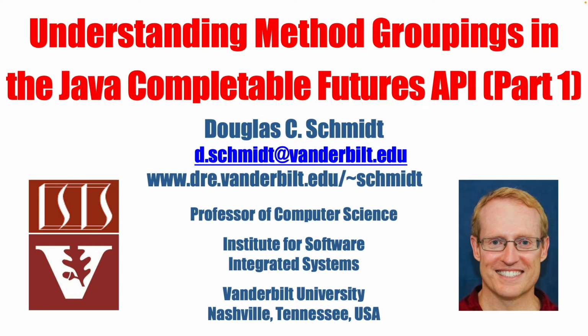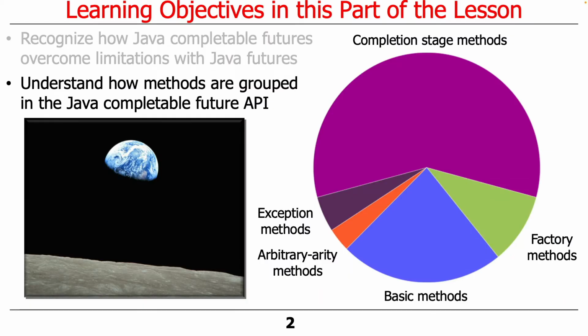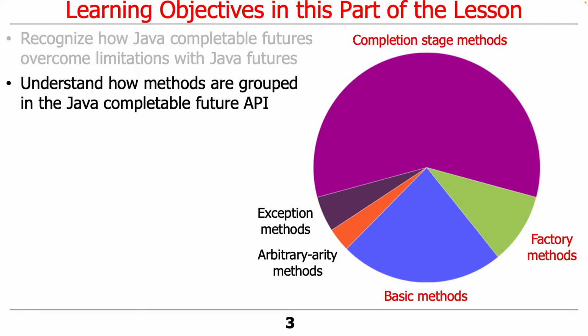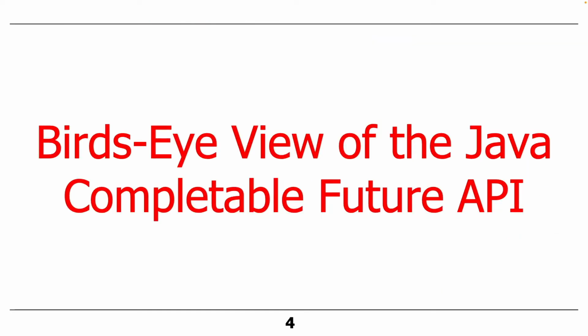So now at long last, we're finally ready to start talking about the Completable Futures API, the API of the Completable Futures framework, in some detail. And we're going to start out by giving kind of a bird's eye view of the overall structure of this framework. And then in this part of the lesson, we're going to zoom in and talk about 3 of the groupings: the basic methods, the factory methods, and the completion stage methods. Part 2, of course, we'll talk about the other 2 groupings.